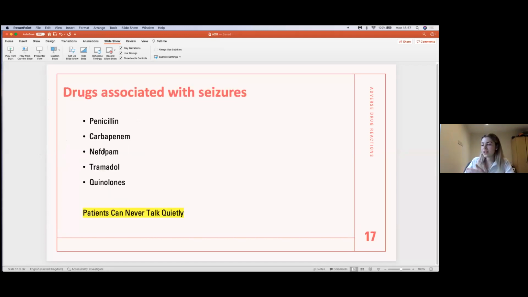Drugs associated with seizures. Again, I thought it would be good to know and to recognise in exams: penicillin, carbapenems, theophylline, tramadol and quinolones. So I remember that by "patients can never talk quietly".